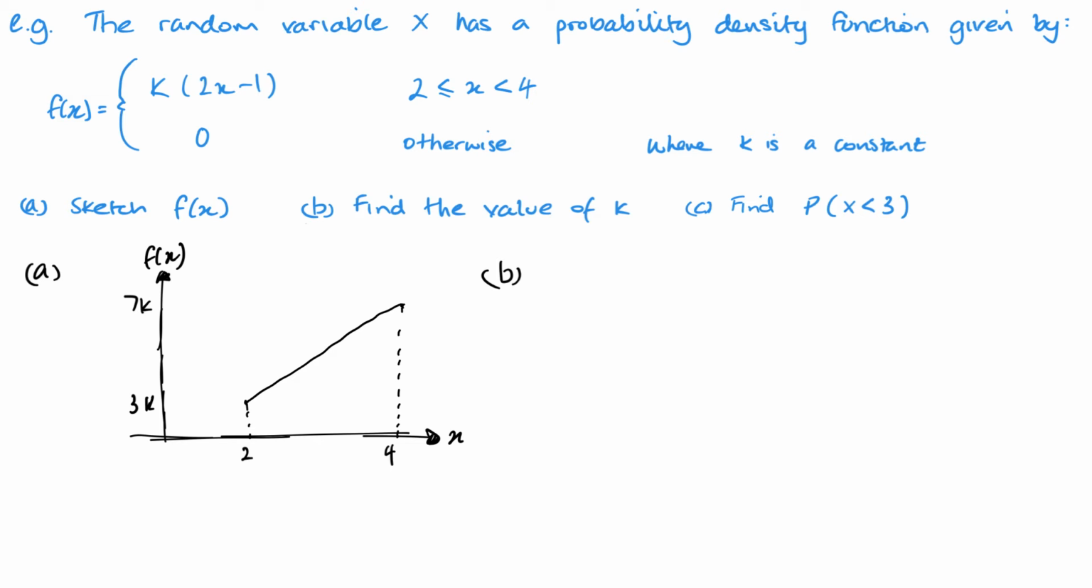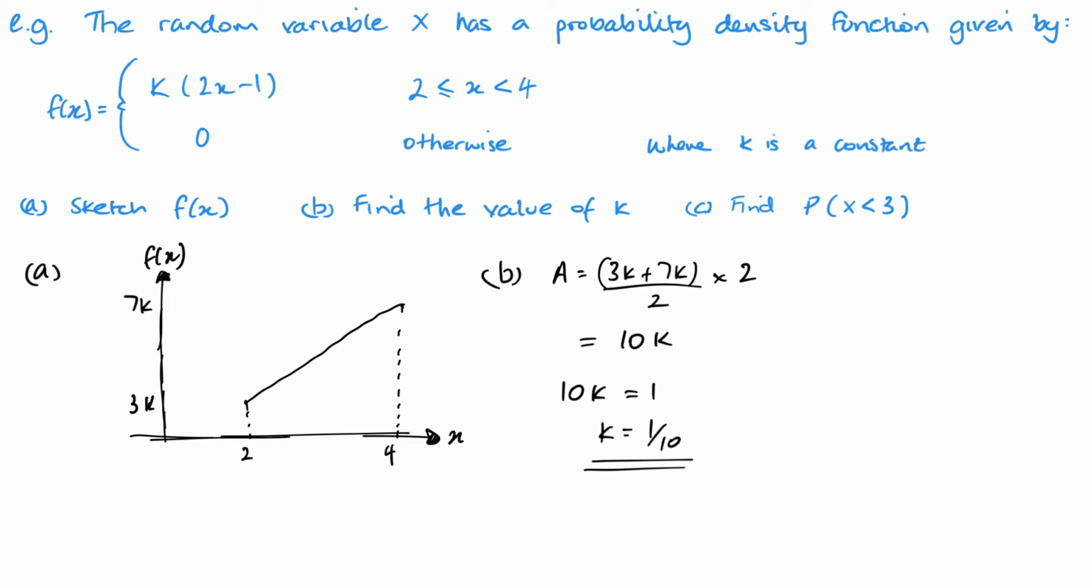Okay, so in this case my area is going to be 3k plus 7k divided by 2 times the distance between them, which is 2. So we get 10k over 2 times 2, so it's going to be 10k. So we have 10k equals 1, so k is going to be equal to 1/10.